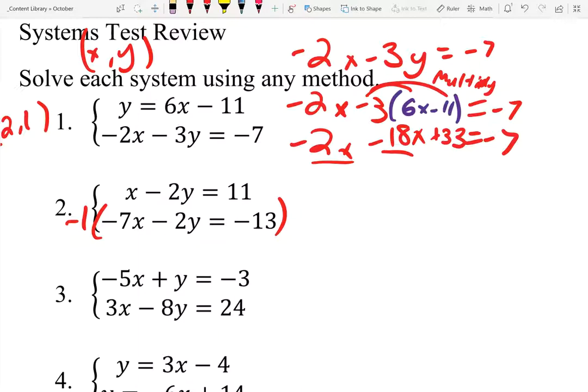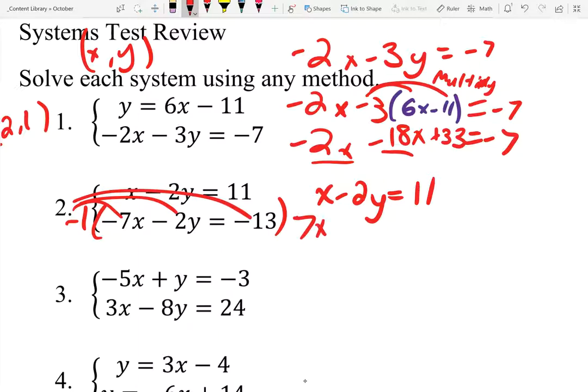So let's rewrite the equations. I'm not going to change the first equation at all because I want to keep it as negative 2y. But when I multiply the second equation by negative 1, I change it to positive 7x, a positive 2y, and a positive 13. So I multiplied every single term by negative 1 and written down the result. So now I can actually add the equations together because what's going to happen is the y's are going to cancel out. They're going to be eliminated. That's the whole purpose of this method.